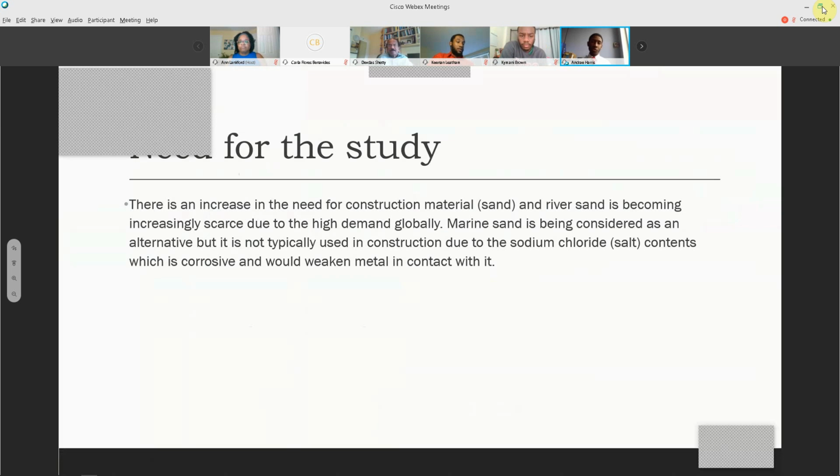In using marine sand, we're now trying to find if it will be just as effective as using riverine sand. We know that marine sand has a lot of sodium chloride in it, which becomes corrosive and weakens metal. This can cause very catastrophic disasters if not treated and used properly. So this study really gets us to understand the properties of marine sand as construction material.